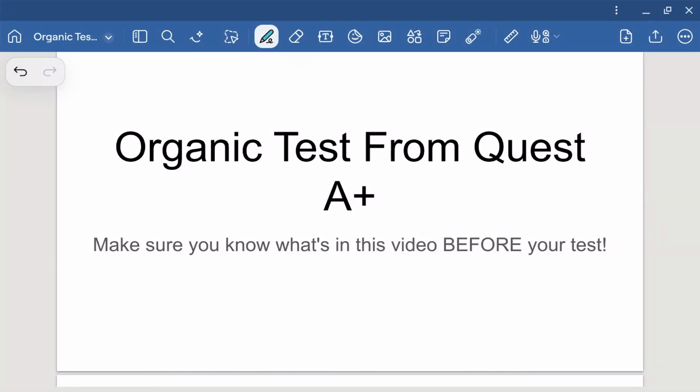If you are in Chemistry 30 or any Intro to Organic course, here is a test put on from Quest A Plus with all old diploma questions that you can try. You should definitely look at this and make sure you know all of what's in here before your test.